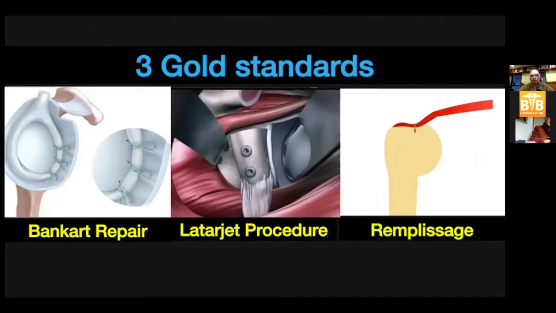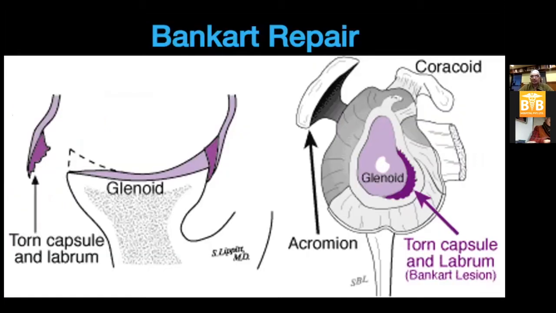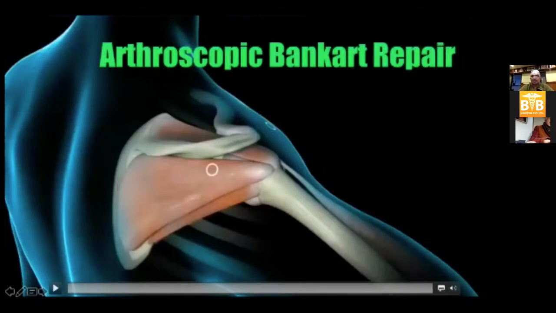So we all know, and Rohit last time very nicely elaborated, what a Bankart lesion is. A Bankart lesion is a labral tear in which the anteroinferior part of the labrum is torn. You can see in this cut as well. And if you repair this, that is known as the Bankart repair. I'm going to show you a very short animation video of how a Bankart repair is done.